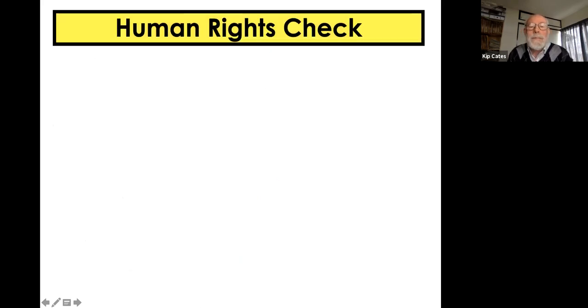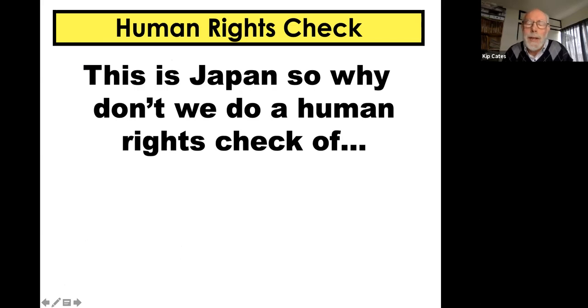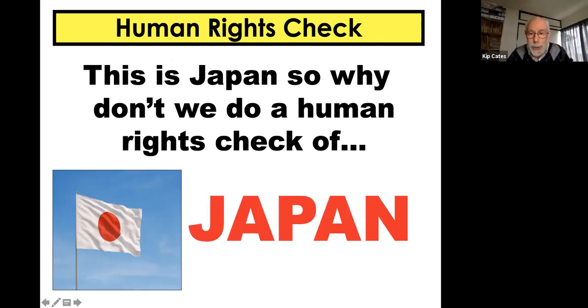Good. Once we've got that, we can say, well, we've got this list of 40 human rights, and this is Japan. So why don't we do human rights of our country, Japan? I'm not Japanese, but you are. And this is our chance to check our own country against this list of human rights. This is a rare chance for students to evaluate their own country according to a criteria of human rights lists.